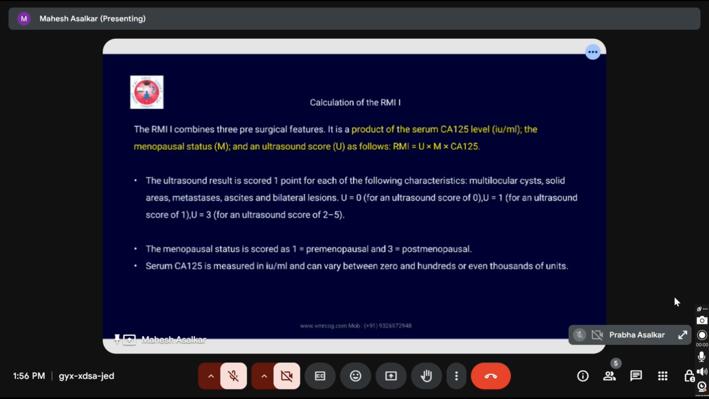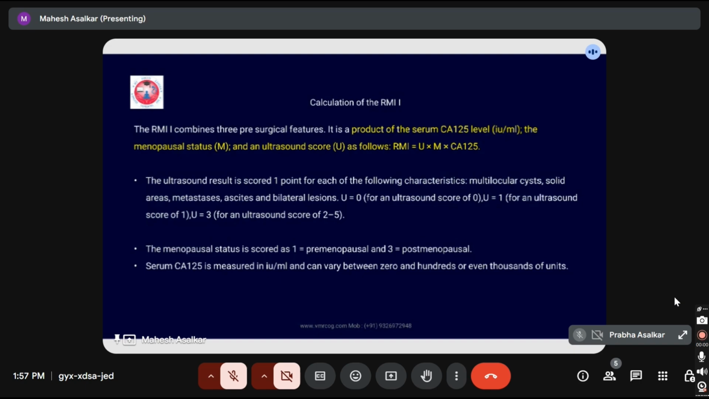Is it clear? Yes, sir. So if the ultrasound score is 0, the RMI score will come 0. Now if there is only one feature out of these 5, suppose it is just a multilocular cyst, but it does not have any other feature, then our ultrasound score will be 1. And if there is more than one feature, maybe 2, 3, 4, or all 5 features present, then the ultrasound score will be 3.